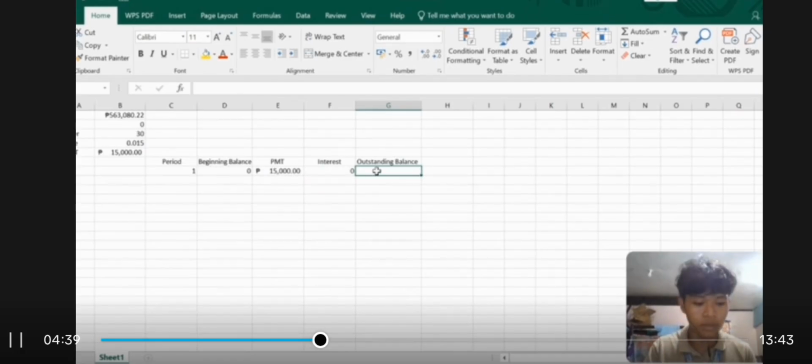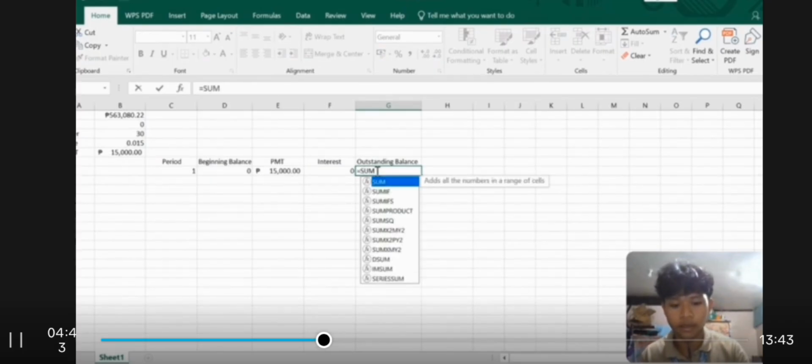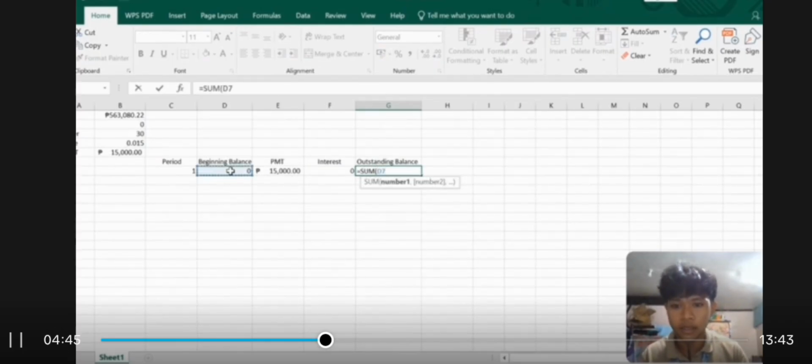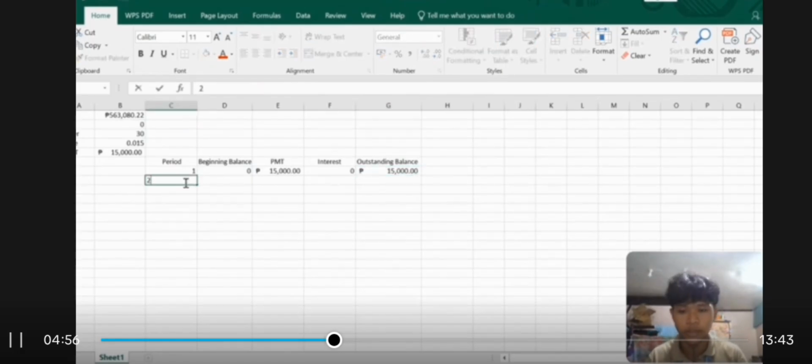You need to put equal first, then type sum, and then open parenthesis, then drag this to the right side, then enter. So here is our outstanding balance, guys, 15,000 pesos. So we need to put the currency. Then let's go to our second period.